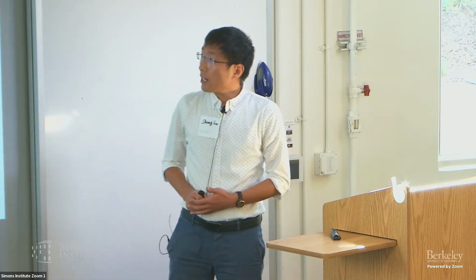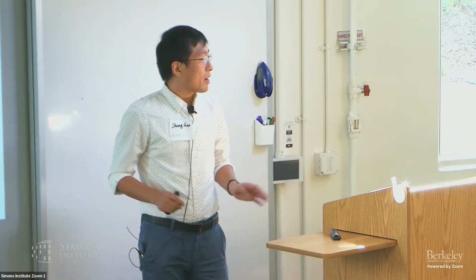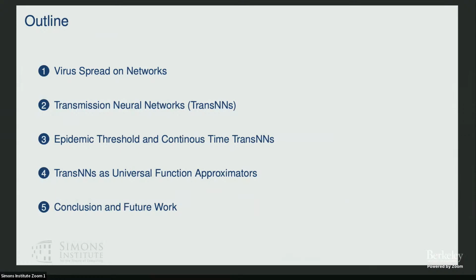So I will start by introducing what I mean by viral spread on networks, and then I will use a transformation technique that transfers that equivalent representation into a neural network representation. Afterwards, I will briefly mention how to use these to establish epidemic threshold conditions and derive continuous time network epidemic models. And then in the end, I will show you that transmission neural networks are universal function approximators.